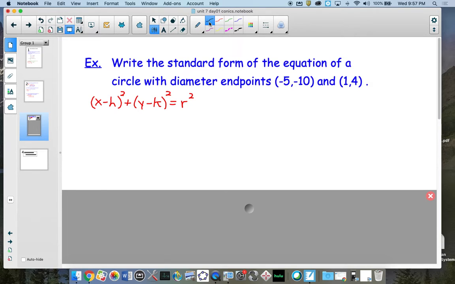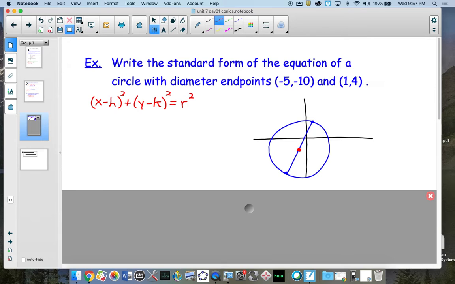So let's do this. Let's get a visual. And let's graph this. So -5, -10. Let's say that's over here. And +1, 4. Let's say that's right about there. So this is the diameter of a circle. Not the best, but not bad. Okay, so we need the center of the circle, which is somewhere right over here.